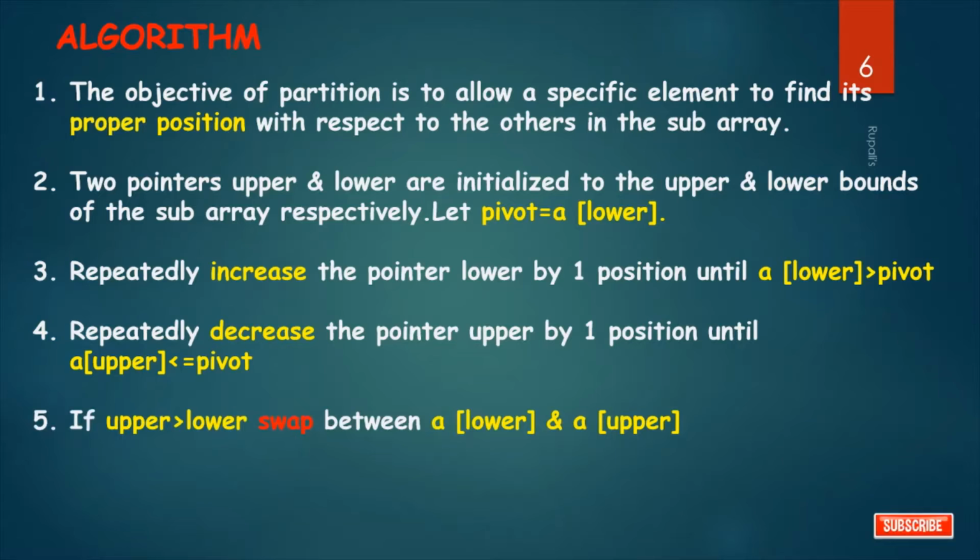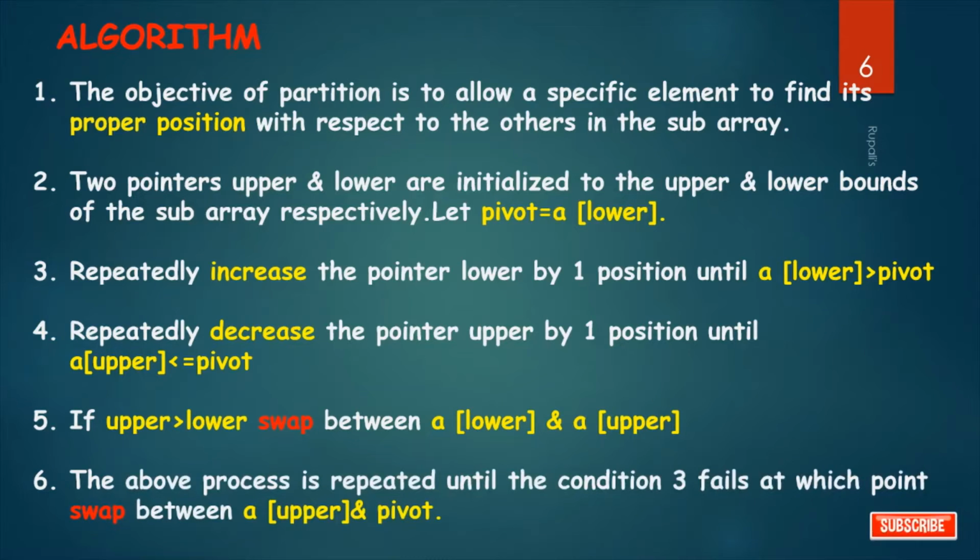Now you have to check the position, that is the value of upper and lower. If upper is greater than lower, you have to check the position, not the value of the array. It is the position, that is the index of the array. Upper and lower are the index of the array, not the value of the array. So if upper is greater than lower, swap between a[lower] and a[upper]. Swap between those two values where the lower and upper pointers point. You have to swap between these two.